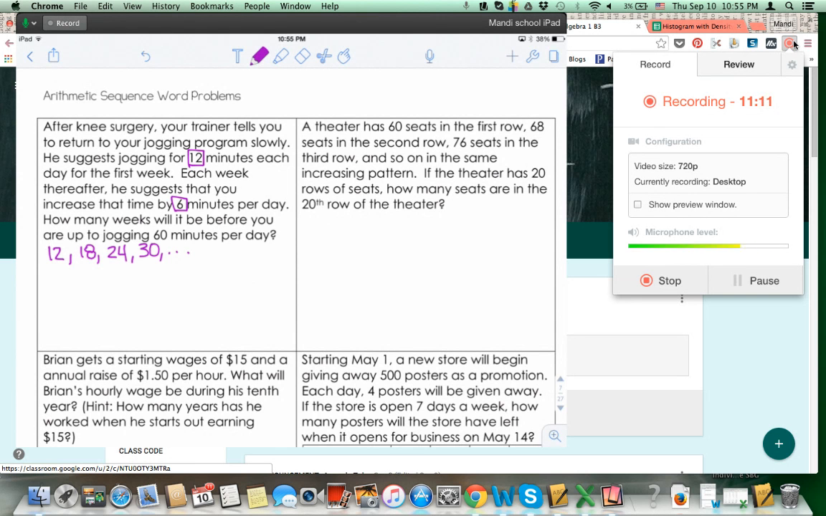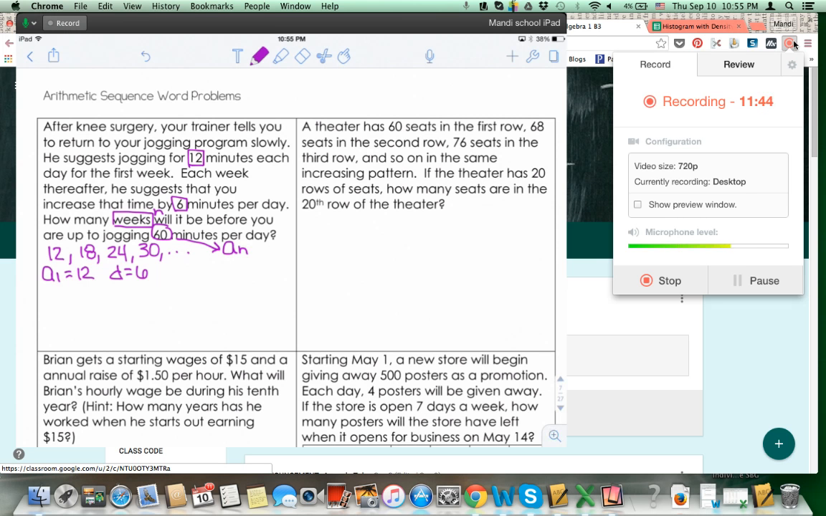So a sub 1 is 12. That's our initial value. Our common difference, we added 6 each week. However, 60 is not n, because in this case, n is how many weeks? n is weeks right here. What it does tell us is the answer once we put it in. So the answer is 60. So this is actually a sub n.